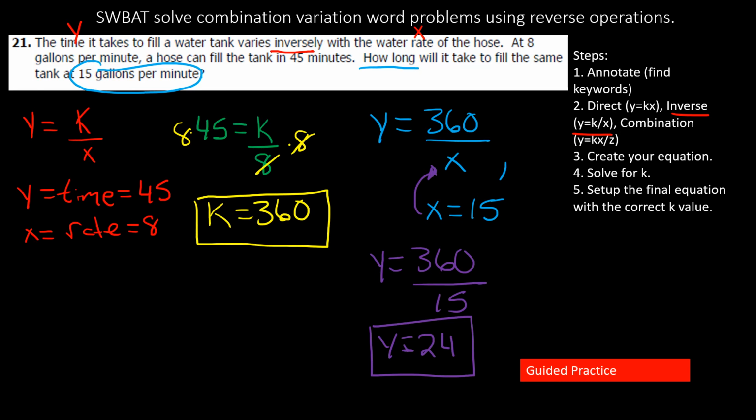We're going faster. We went from a rate of 8 to a rate of 15, and so now it takes 24 minutes. Okay, again, we've already done this problem. I just want to go over the reading techniques. So now let's go into where we have some combinations.